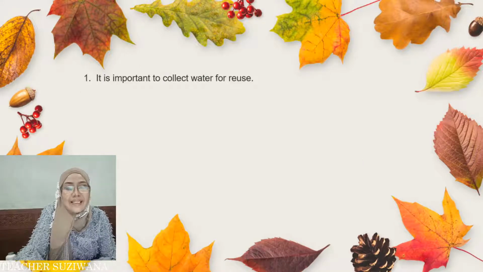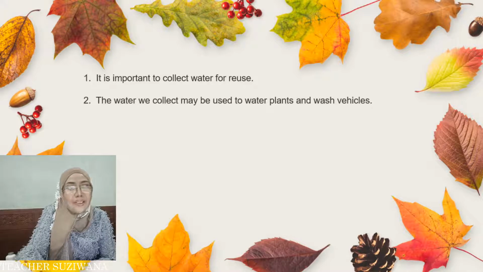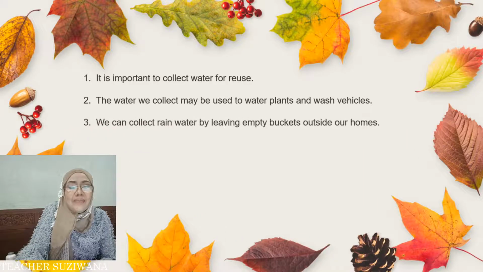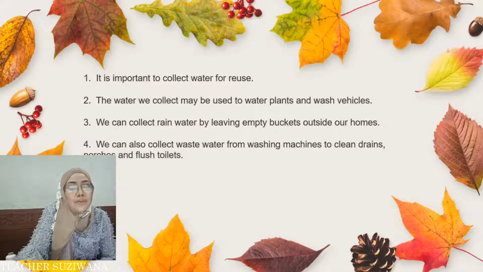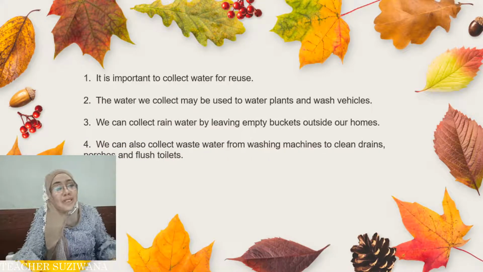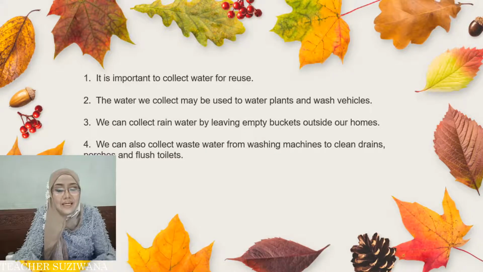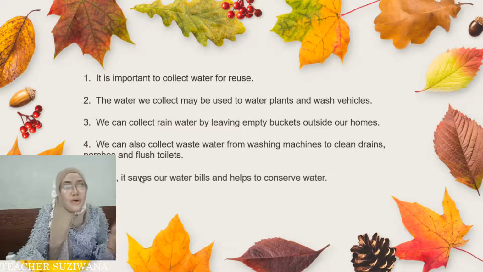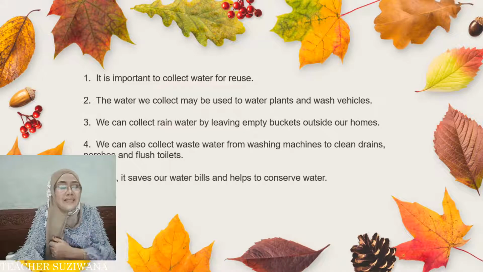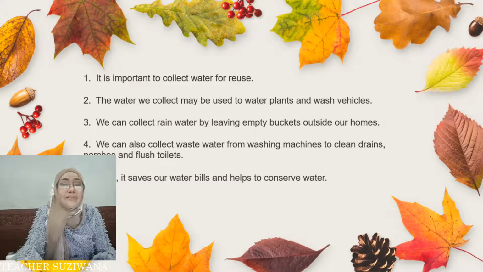Number 1, it is important to collect water for use. Yes. Number 2, the water we collect may be used to water plants and wash vehicles. Number 3, we can collect rainwater by leaving buckets outside our homes. Number 4, we can also collect wastewater from washing machines to clean drains, porches, and flush toilets. Here, we can also. Concluding sentence, thus, it saves our water bills and helps to conserve water.